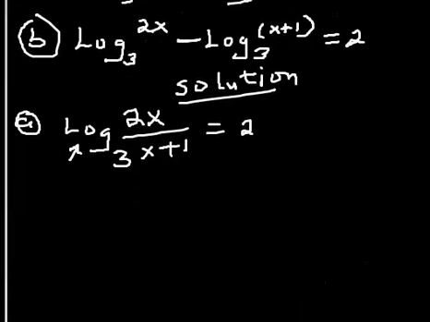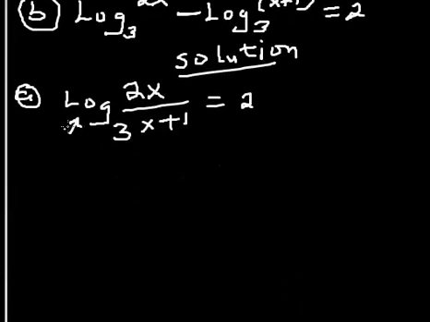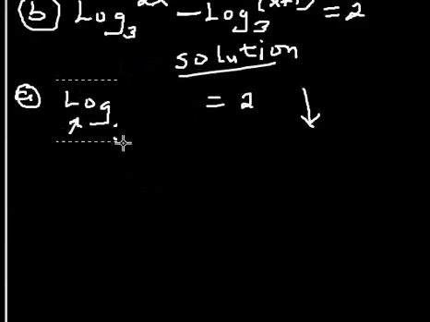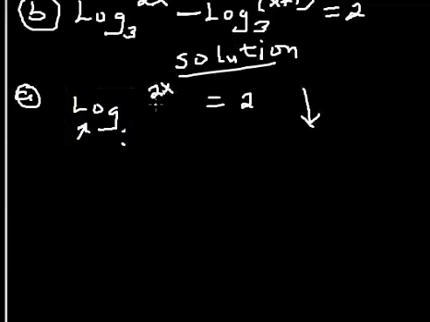For me to actually eliminate this log, I'm going to show you. Let me write this well. This is log of 2x all over x plus 1, let me put it in a bracket, then of course put the base. So now the question: when I want to find x, I want to take the log out so that I can rearrange the equation to get my x.